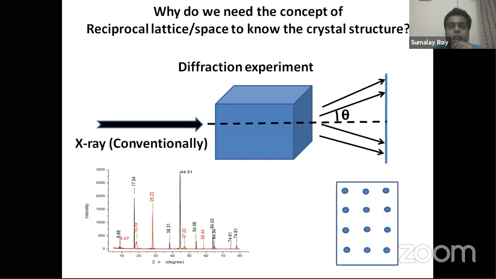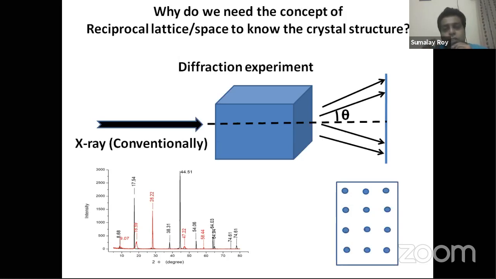X-rays have wavelengths of that order, from 0.1 angstrom to 10 angstrom, or something like 100 angstrom. That's why X-ray has been a very useful technique to study diffraction in solids. But one must remember that X-ray is not the only probe with which we can study diffraction in solids. We can study diffraction in solids with electrons, and we can study diffraction in solids with neutrons.